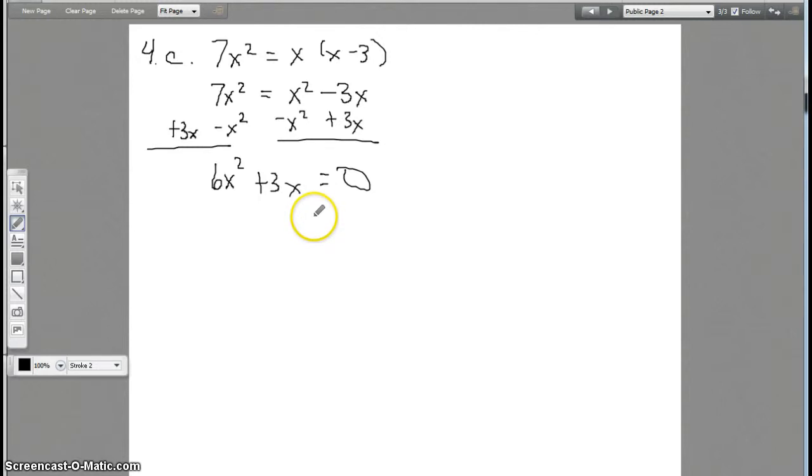Now this is in standard form. My left side is in descending powers, and my right side is 0. So now I just need to give the values of a, b, and c.